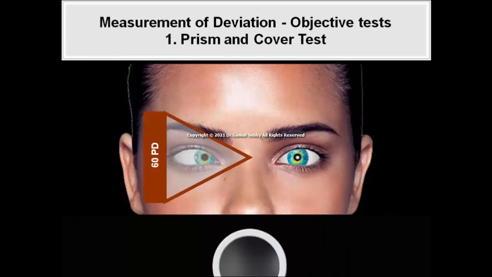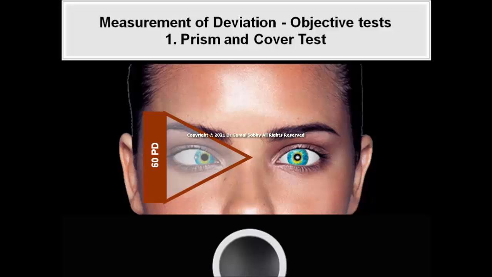Tests used to measure the deviation are classified into two major types, objective and subjective tests. Objective tests: prism and cover test. Principle of the prism and cover test: in case of heterotropia, when a cover is placed in front of the fixating eye, the deviated eye makes a movement in a direction opposite that of the deviation. A prism is placed in front of the deviated eye. The power of the prism required to offset the movements is a measure of the deviation.